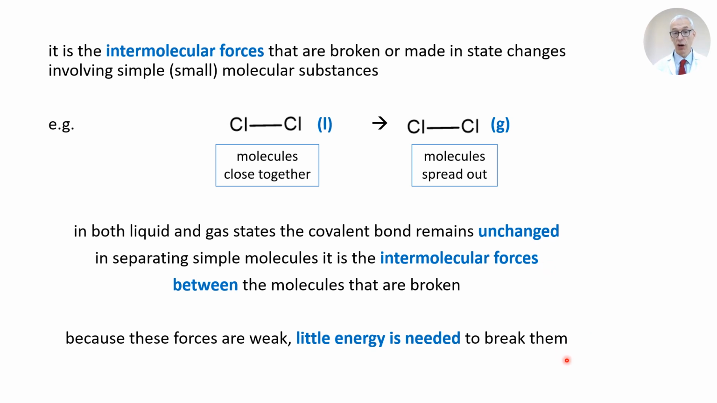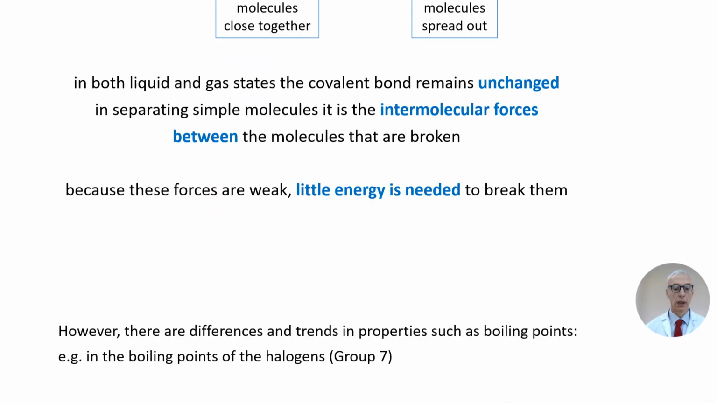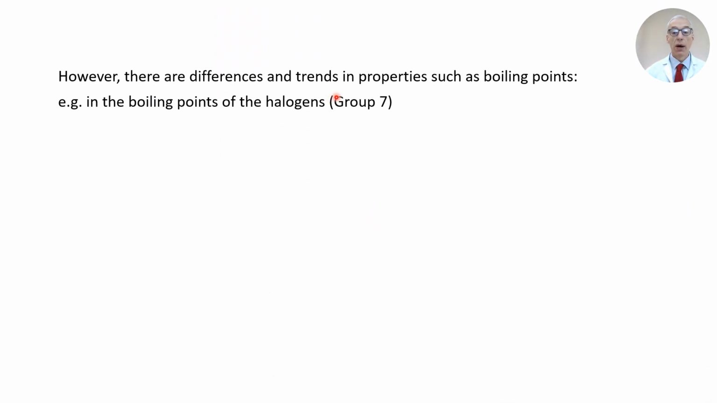Because these intermolecular forces are weak, little energy is needed to break them, and the melting and boiling points of simple molecular substances are low. However, you may be asked to explain differences and trends in properties such as boiling points for simple molecular structures, for instance, in the boiling points of the halogens in group 7.